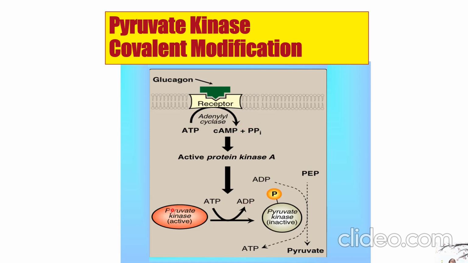Pyruvate kinase in itself is active. But when protein kinase A adds a phosphate to pyruvate kinase, it becomes inactive, so PEP will not get converted to pyruvate. This is a covalent modification of pyruvate kinase, which has a role in the regulation of glycolysis, because this enzyme is involved in the conversion of phosphoenol pyruvate to pyruvate.